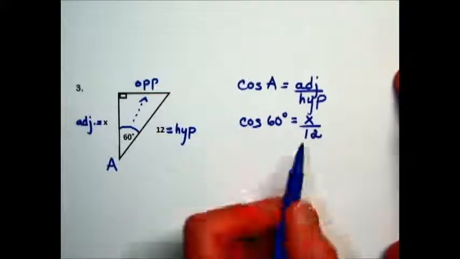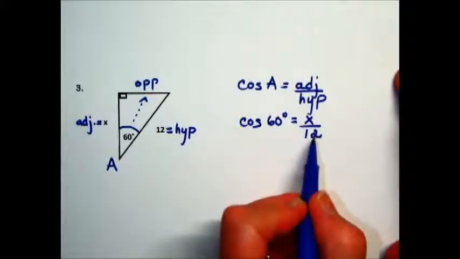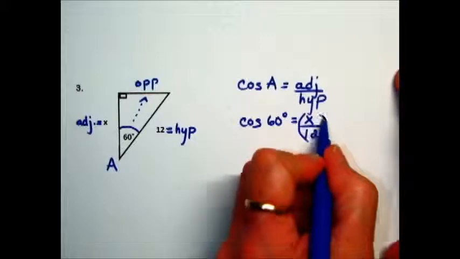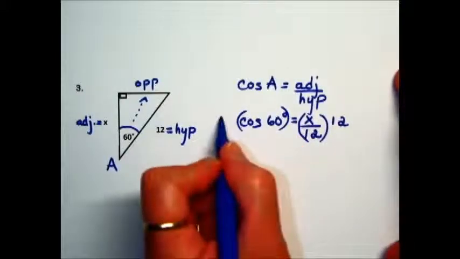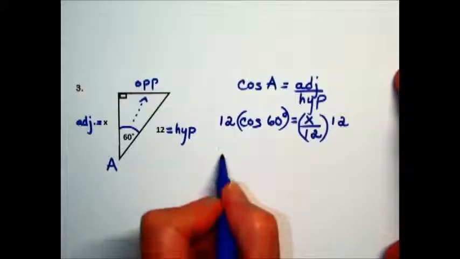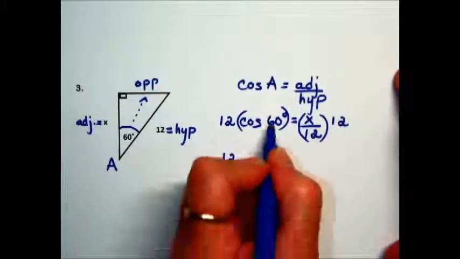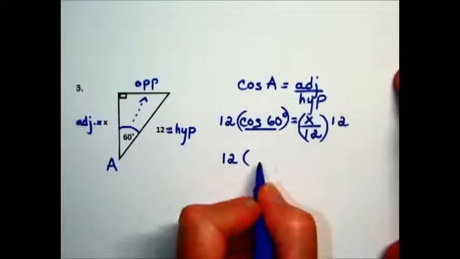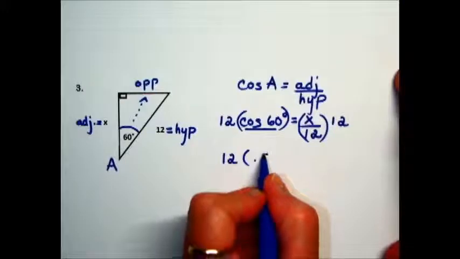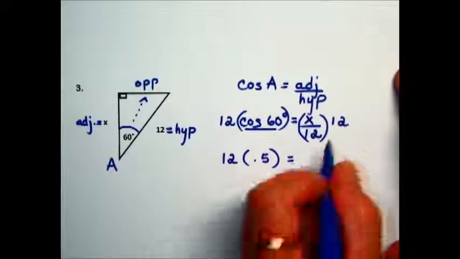Solving this equation, we want to get x by itself. To undo a division, we will multiply, and to maintain equality, what we do to one side, we will do to the other. On the left-hand side, simplify by finding the cosine of 60 degrees. When you use your calculator, you should find that that is 0.5.